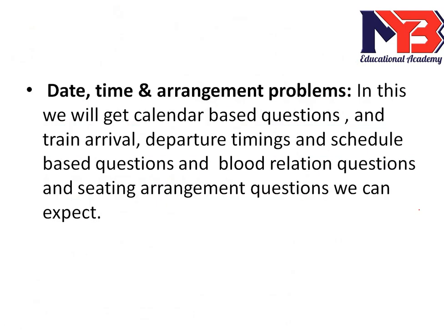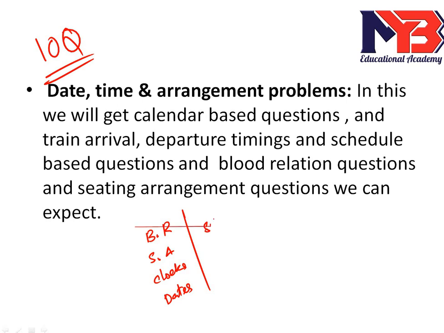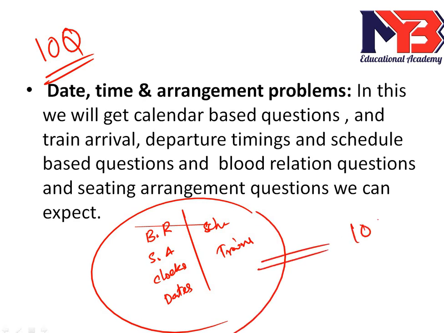See, the last type of question is time and date arrangement and arrival of train problems. You are going to get 10 questions from this. So this is date and time arrangement problems. You will be getting very easy questions on blood relation, very easy questions on seating arrangement, very easy questions on clocks, and questions based on dates, that means calendar questions, and at the same time the scheduling and arrival times of trains. So having basic knowledge about this will help you solve all the 10 questions.